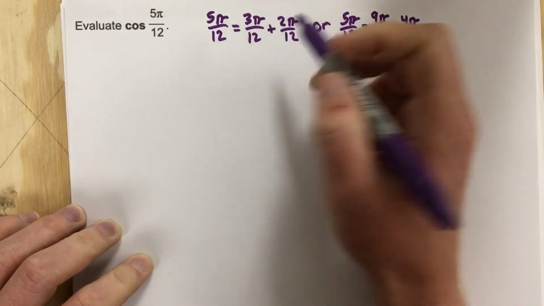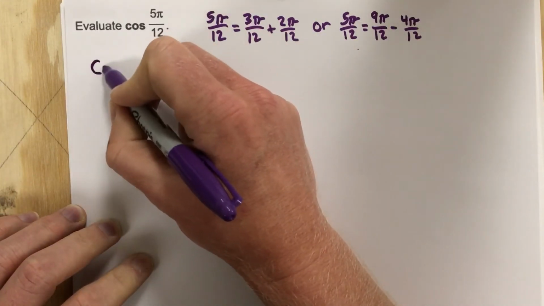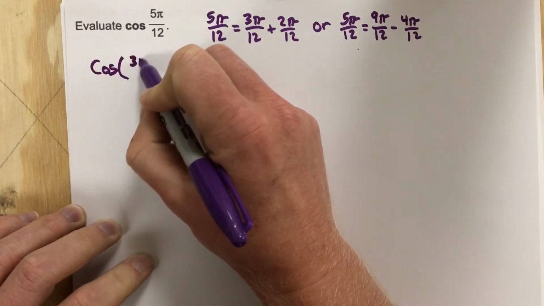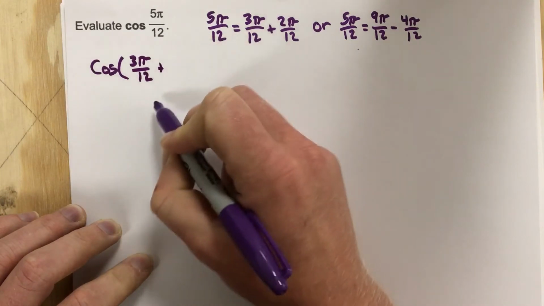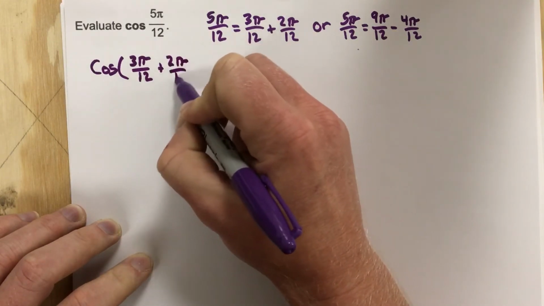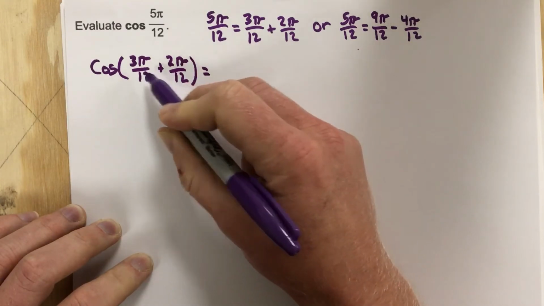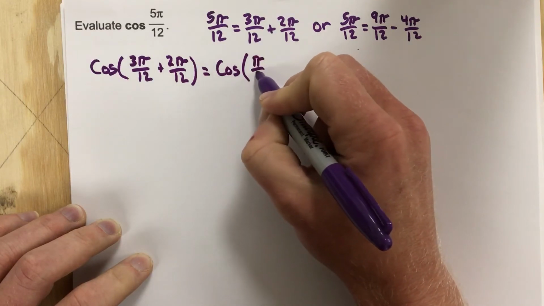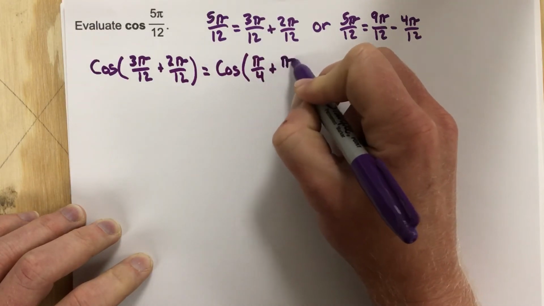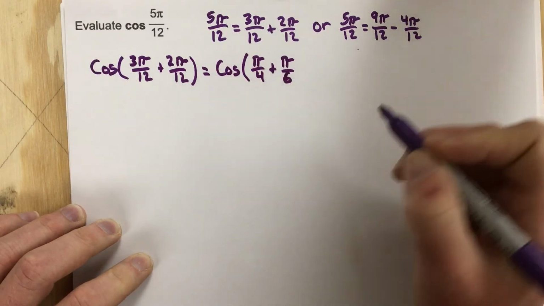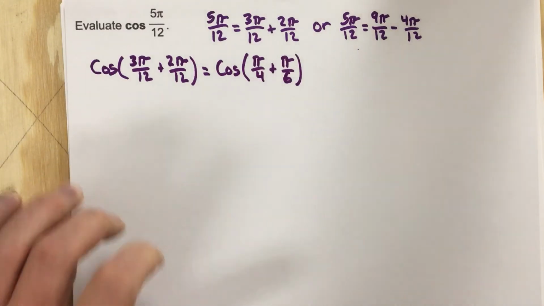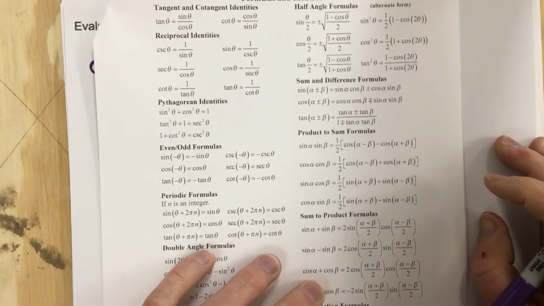I usually try to go with the addition option myself if I can, so that's what I'm going to do here. So I say cosine of 3 pi over 12 plus 2 pi over 12. It just so happens that those reduce, like I said, to cosine of pi over 4 plus pi over 6. Now because we have an addition inside of our cosine function, this leads me to think that we need to use the sum and difference formulas from your trig sheet.